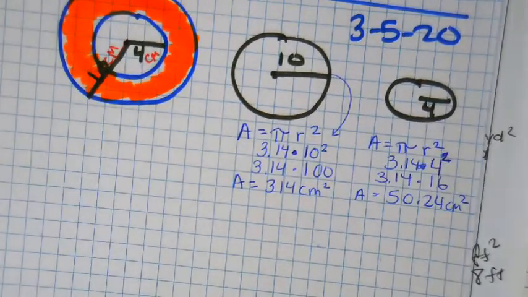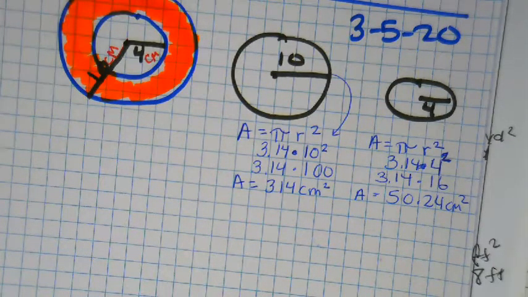Okay, so the area of the big circle is 314. The area of the small circle is 50.24. Ethan, what do I have to do with these two numbers? Subtract them. I have to subtract them. Do we understand why? No? Okay.